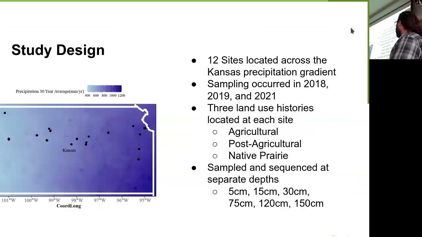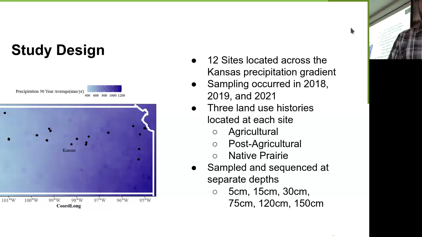Just to recap the study design, this should have been first. 12 sites across the precipitation gradient. We sampled across 2018, 2019, and 2021. We crossed those 3 land use histories, and we sampled at different depths, so 5, 15, all the way up to 150. I don't need to read them all out for you. So we went pretty deep. We used the Giddings. If you guys have seen that thing, it's a monster machine. So we went pretty deep with this sampling.